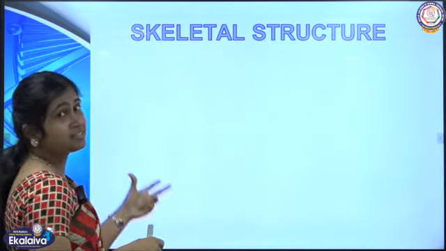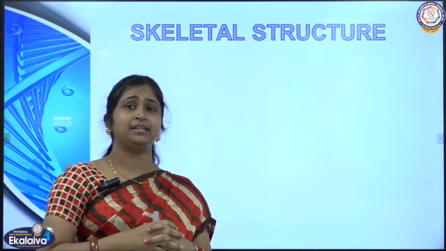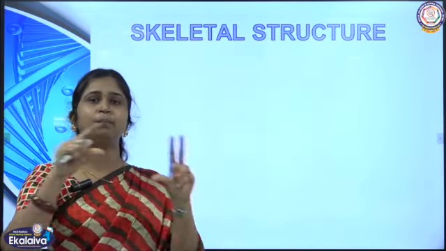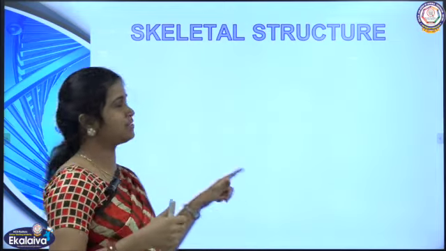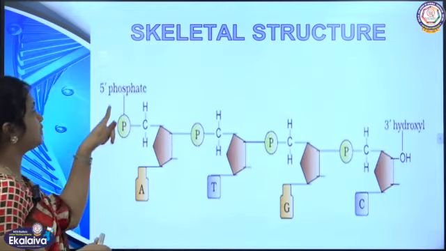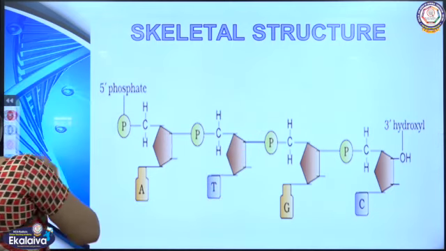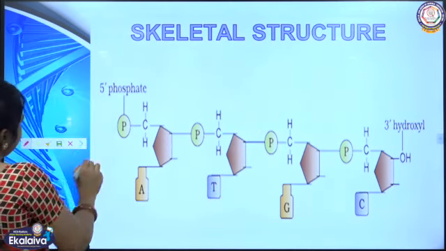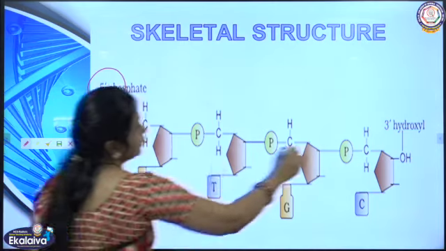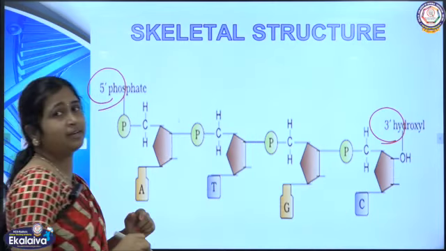It's a skeletal structure, what we have in the NCERT textbook. Again, another picture-based question we are going to get from this. So this is a single strand, and you can see the end. This end is again very, very important: the 5' end and 3' end.